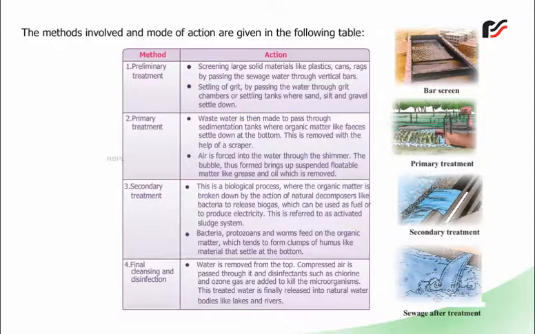3. Secondary treatment. This is a biological process where the organic matter is broken down by the action of natural decomposers like bacteria to release biogas, which can be used as fuel or to produce electricity. This is referred to as the activated sludge system. Bacteria, protozoans and worms feed on the organic matter, which tends to form clumps of humus-like material that settle at the bottom. 4. Final cleansing and disinfection.